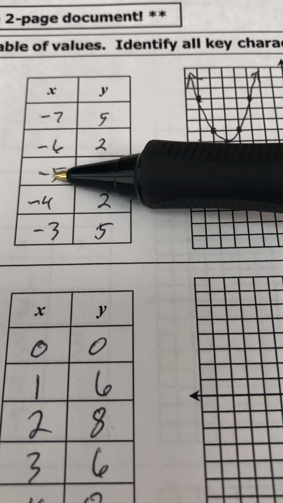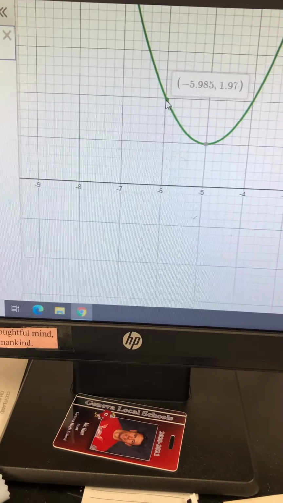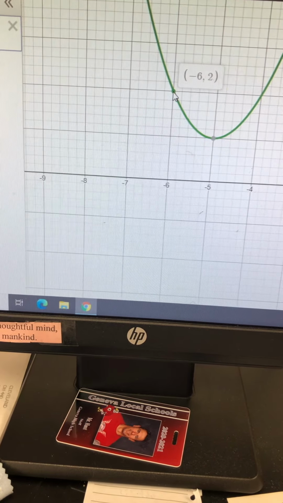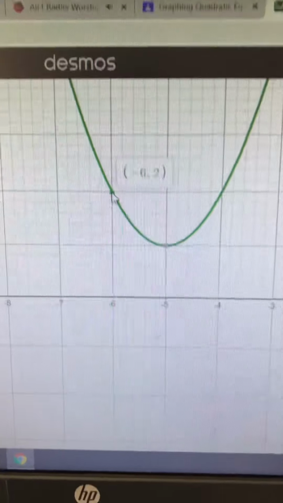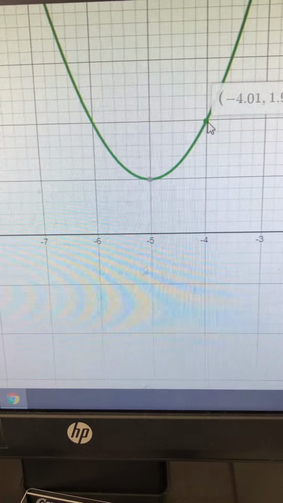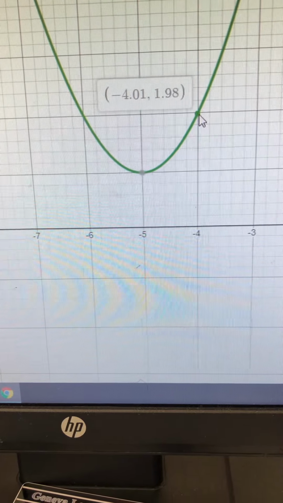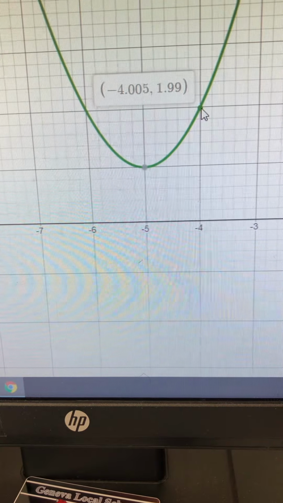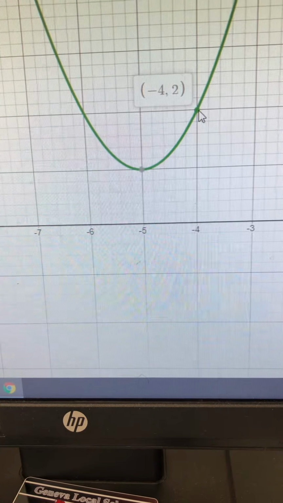So at -6, it's hard to get it just perfect, I'm at 2. And notice my -4 is also at 2. So -6, 2 and -4, 2.